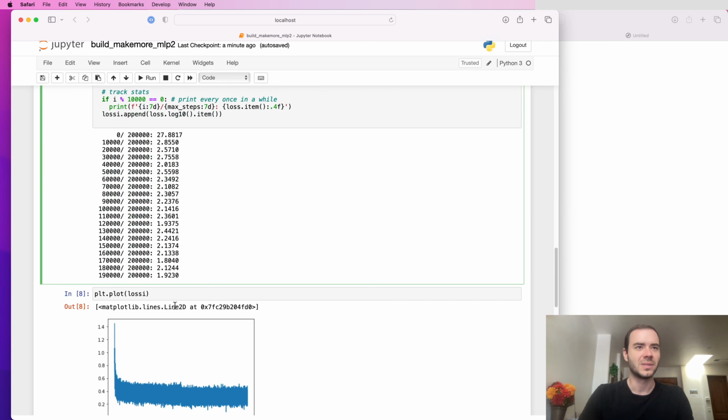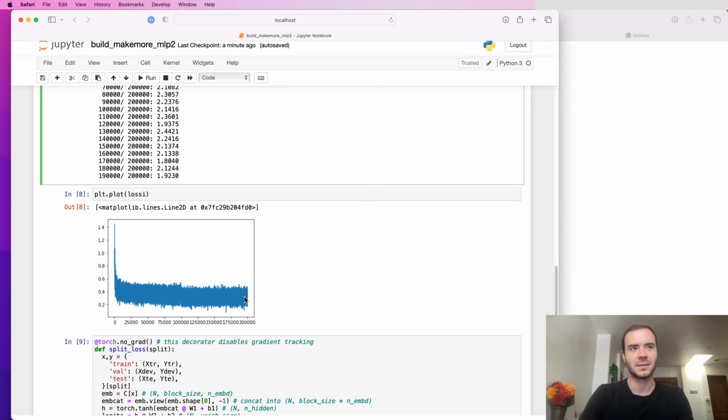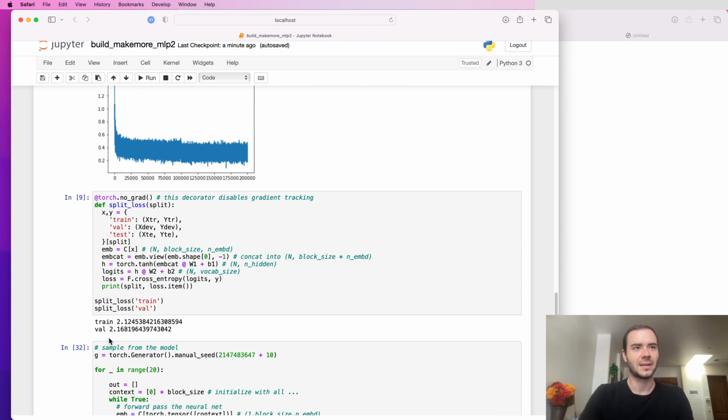Then when we optimize, we saw that our loss looked something like this. We saw that the train and val loss were about 2.16 and so on. Here I refactored the code a little bit for the evaluation of arbitrary splits. So you pass in a string of which split you'd like to evaluate, and then here, depending on train, val, or test, I index in and I get the correct split. And then this is the forward pass of the network and evaluation of the loss and printing it. So just making it nicer.